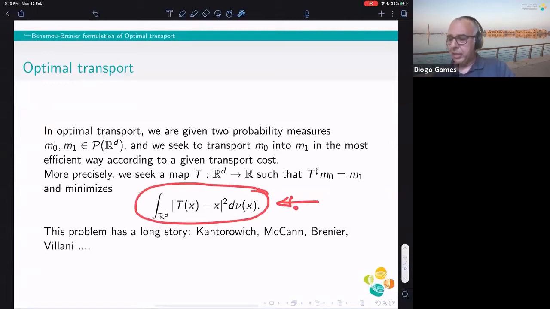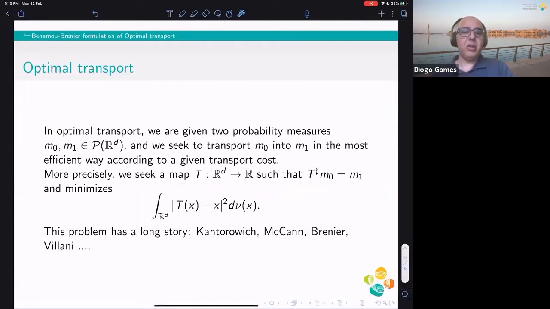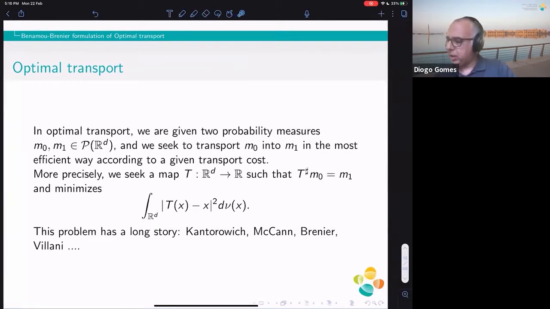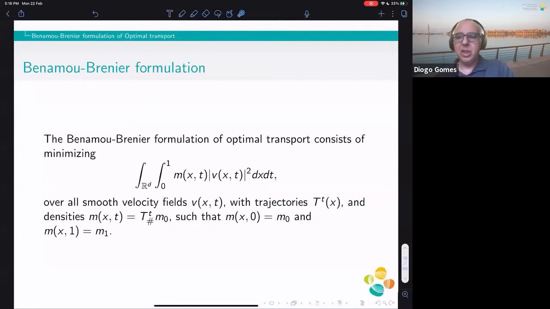minimizes the transportation cost, let's say a quadratic transportation cost. And you know, this problem has a quite long story from Kantorovich, McCann, Brenier, Villani. And I'm sure there is someone in the audience that made important contributions. I apologize, your name is not here, but this is actually a very long history. And the Benamou-Brenier formulation is a continuous formulation of this optimal transport.